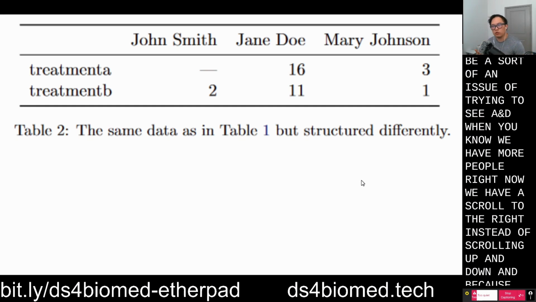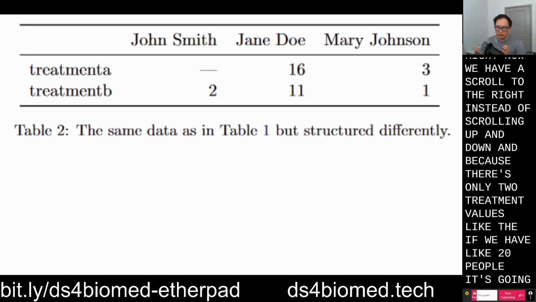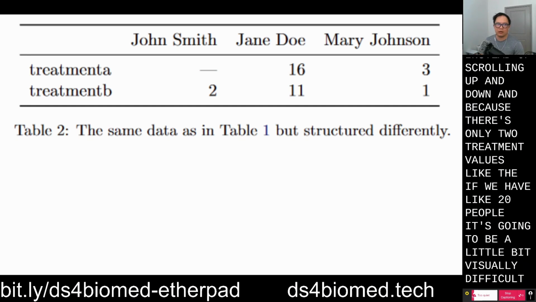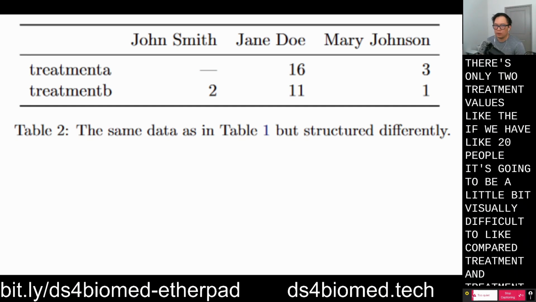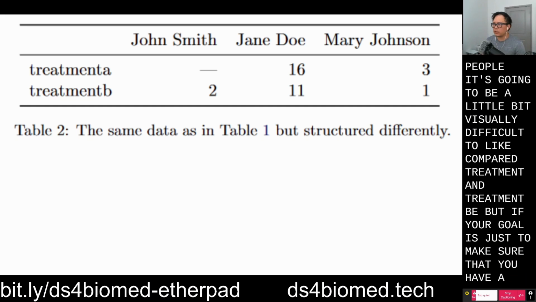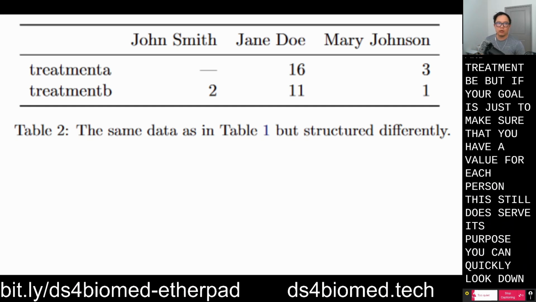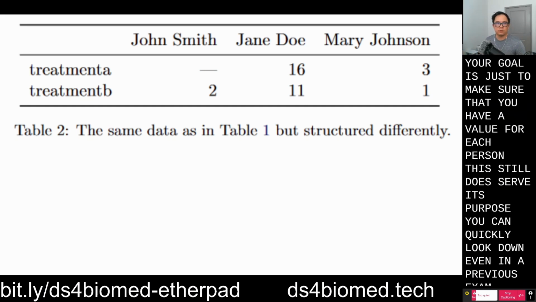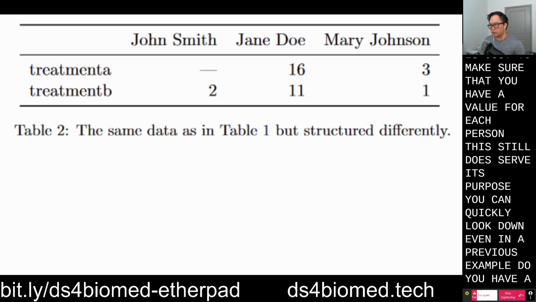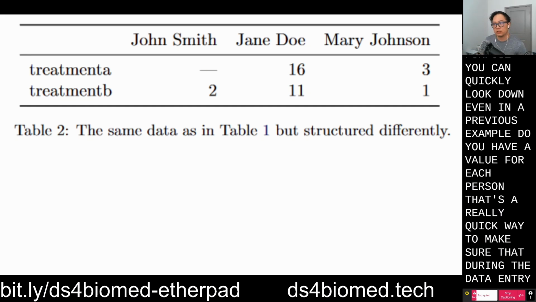And because there's only 2 treatment values, if we have like 20 people, it's going to be a little bit visually difficult to compare treatment A and treatment B. But if your goal is just to make sure that you have a value for each person, this still serves its purpose. You can quickly look down. Even in a previous example, do you have a value for each person? That's a really quick way to make sure that during the data entry process, this all works.